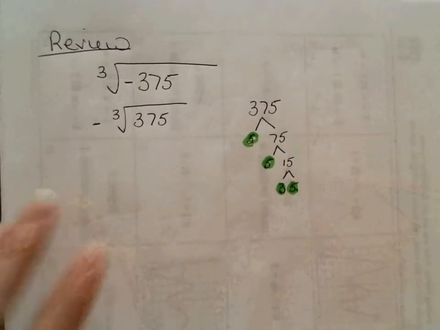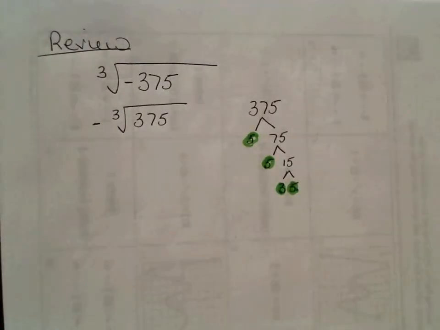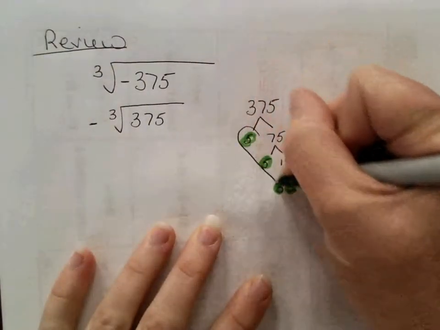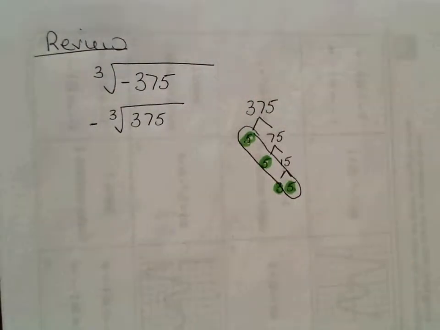Okay, so if I highlight my leaves, each one of these little points here are your branches, and your leaves are at the end of your branches. So you have a 5, a 5, a 3, and a 5. Now, if I have a cube root, do I want groups of 2 things, or do I want a group of 3 things? 3. So I circle mine, which means I'm going to pull that 5 outside.